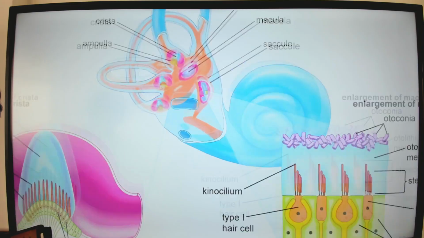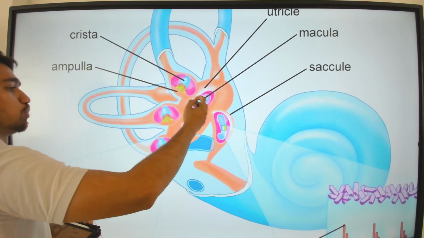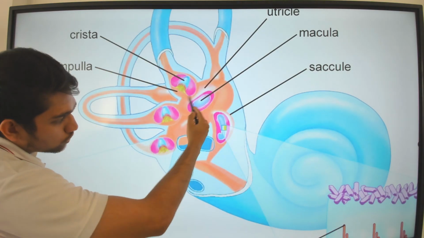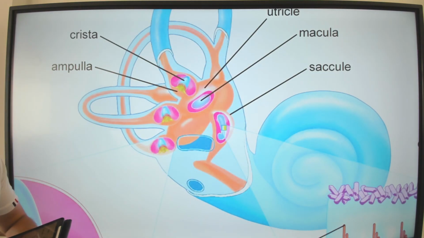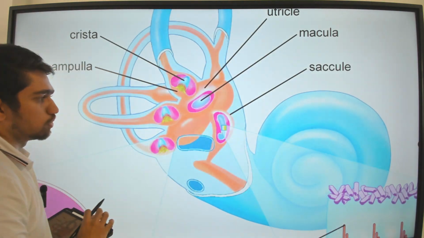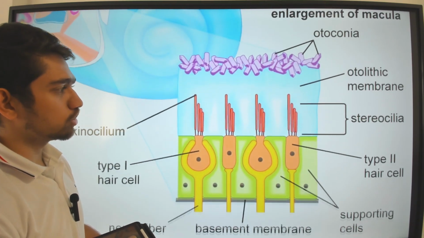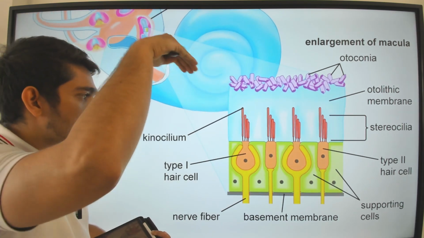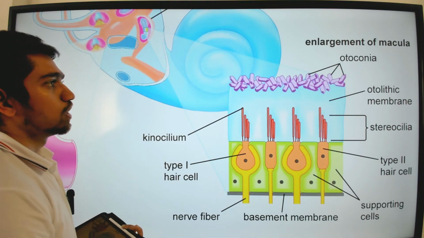So there are two parts. You can see the utricle and saccule. Utricle and saccule means there are two separate sacs in the big structure that is called the vestibule. The vestibule detects motion, linear motion, and also gravity. It detects which way is downwards.